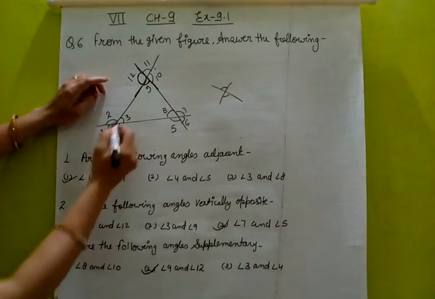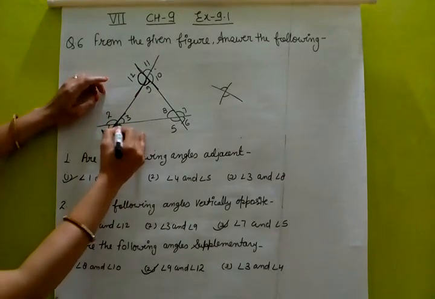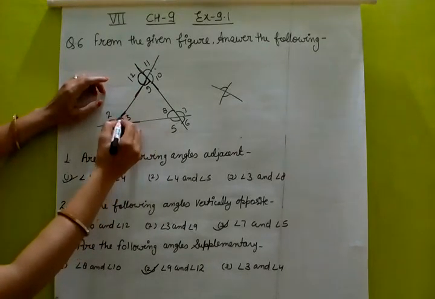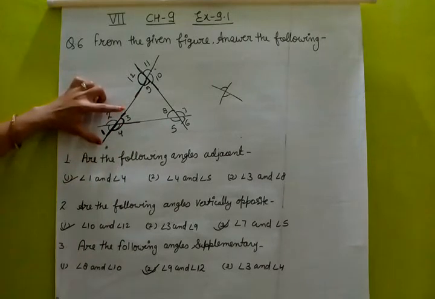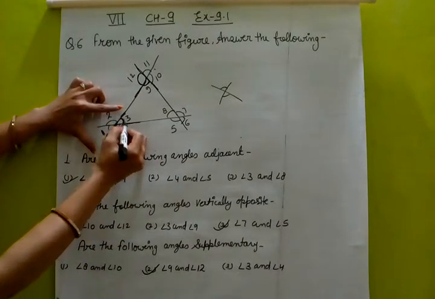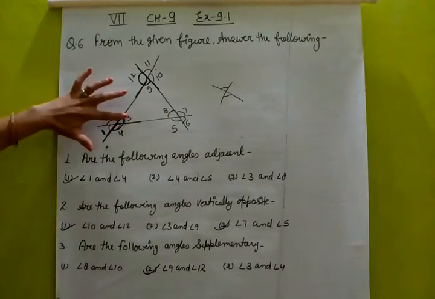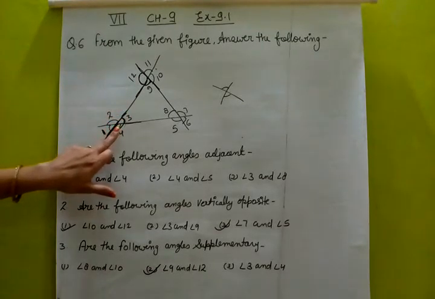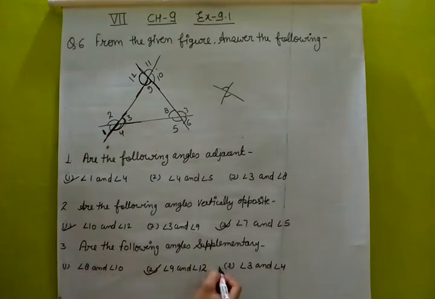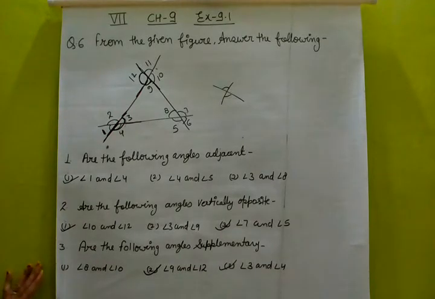Angle 3, angle 4. Yes, angle 3 and angle 4 are also supplementary because they are forming a linear pair, so the sum will be 180. So this is also your answer, angle 3 and angle 4. So students, 3 parts we have done.